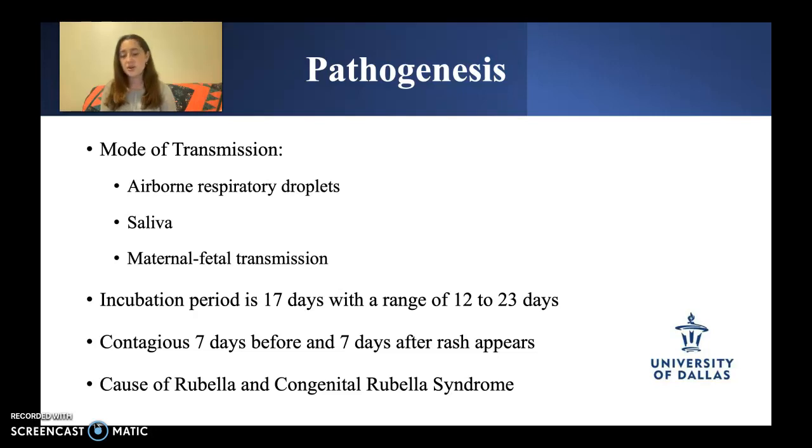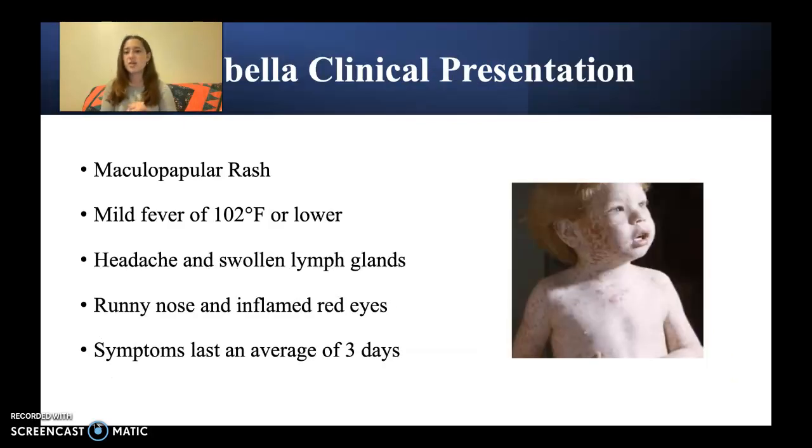Now, the incubation period for Rubella is going to be 17 days with a range of 12 to 23 days. And one of the main ways that you know that someone has Rubella is through this typical rash. And so before this rash appears, someone can be contagious 7 days beforehand and 7 days after, but the period where an infected person is going to be most contagious is that period when that rash appears. And now this virus is going to be the cause of Rubella, also known as 3-day measles or German measles, and congenital Rubella syndrome.